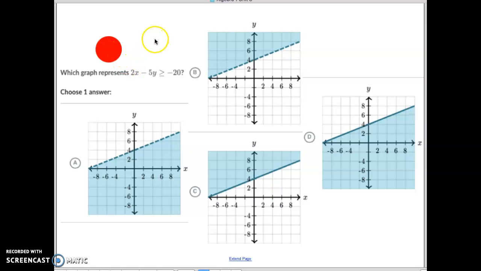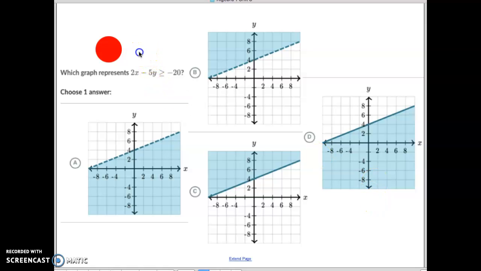This one, you will notice, has an equal sign. So this one, we're looking for the solid line ones. So A does not have a solid line, B does not have a solid line, C and D both do have solid lines. So this one's either going to be C or D. Is it going to shade above or will it shade below?